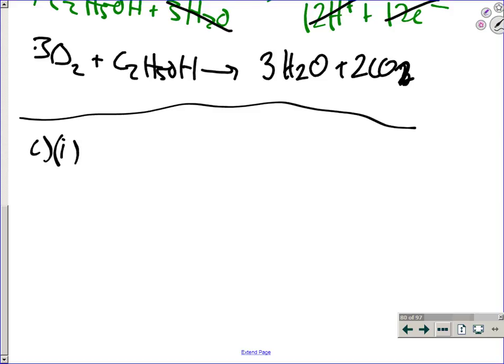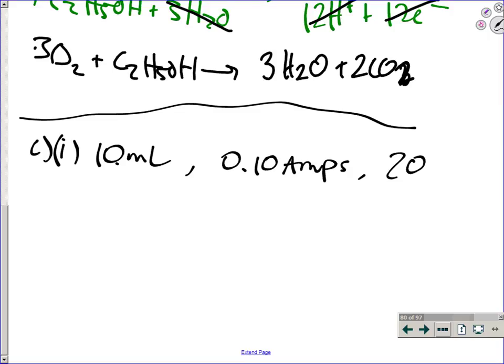Okay, what were the three givens? Your 10 milliliters of the sample. What else? 0.10 amps. Okay, and 20 seconds. 20 with the dot, was it? I think it was 20 with the dot, because that's going to help us with sig figs, of course.